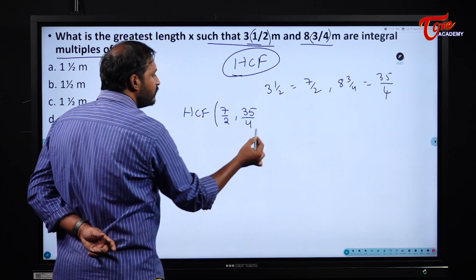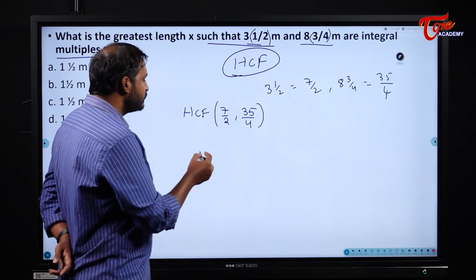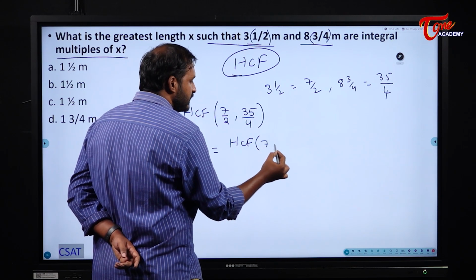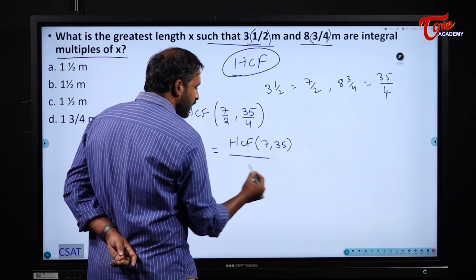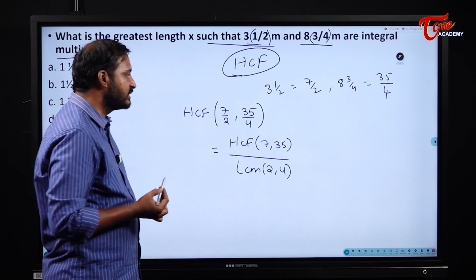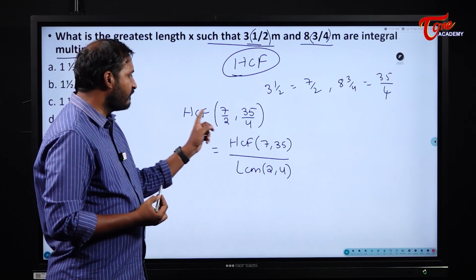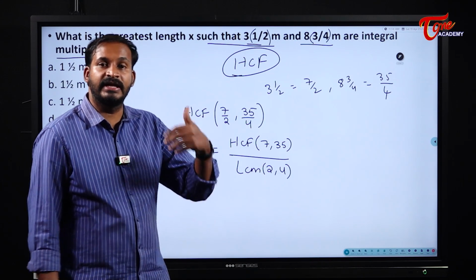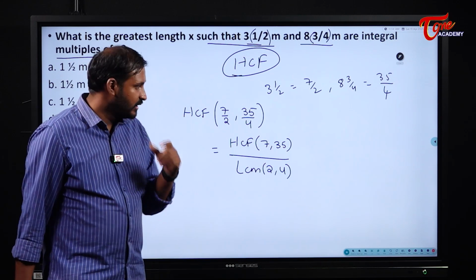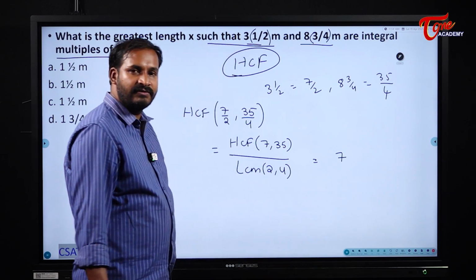See students, already I told you how you will find the HCF of P by Q forms. Here we take the HCF of numerators by the LCM of denominators. What are the numerators? 7 and 35. What are the denominators? 2 and 4. HCF of numerators by LCM of denominators. If you want to find the LCM, it is reverse: LCM of numerators by HCF of denominators. But here it is HCF. So what is the HCF of 35 and 7? 7 itself. The HCF of 35 and 7 is 7.